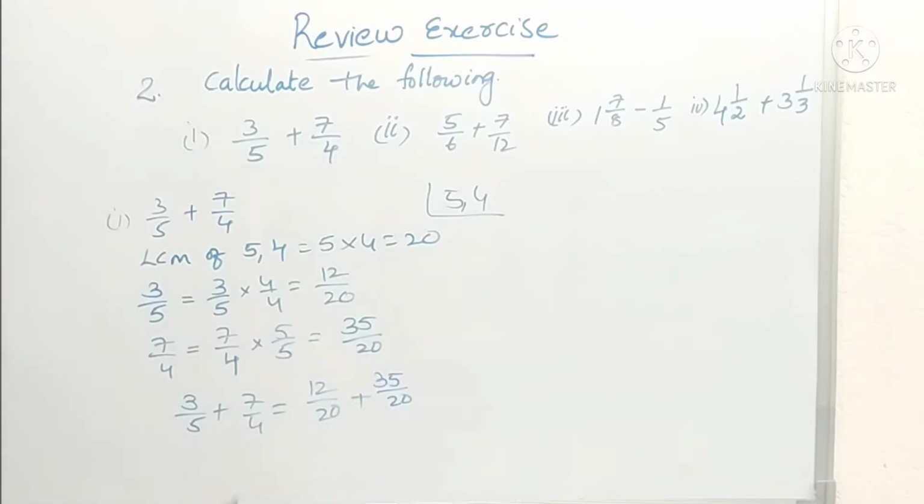Now both the denominators are the same, so don't write 20 plus 20, 40. We take the LCM 20 and add 12 plus 35. Okay, so this is 47 by 20. What is this? 47 by 20. Okay.